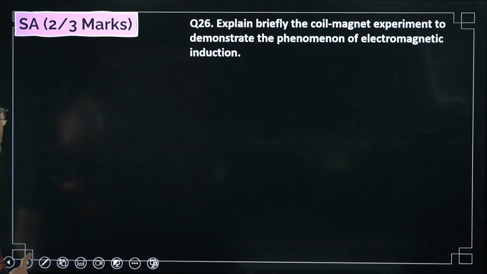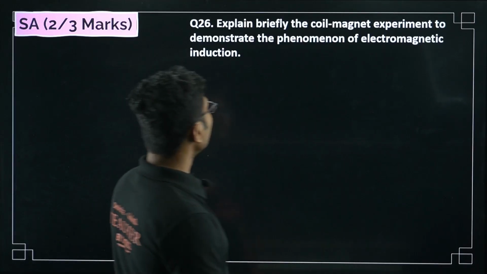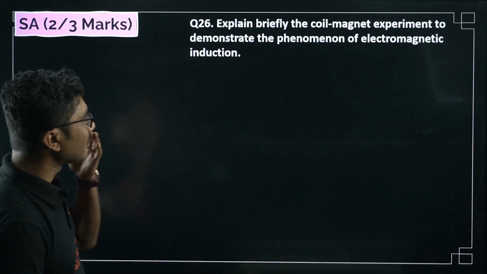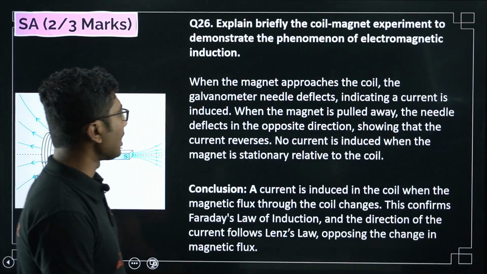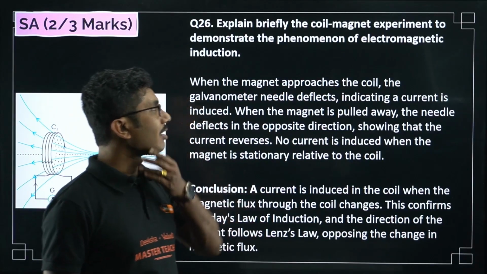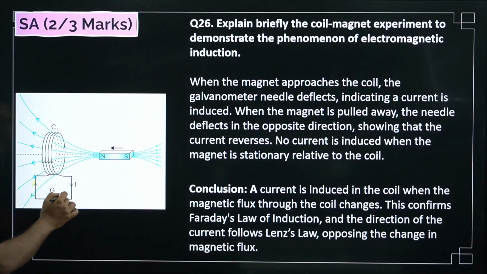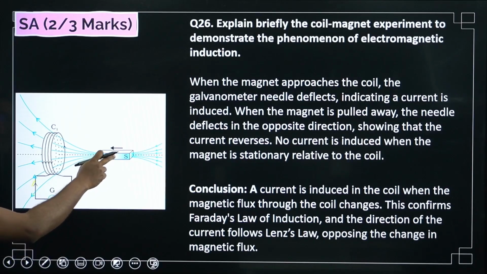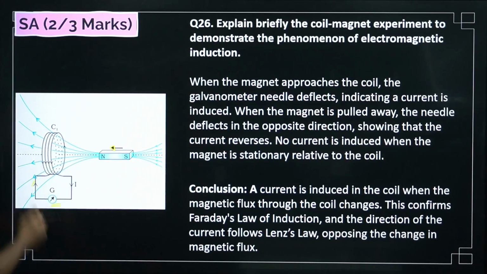Next question. Explain briefly the coil-magnet experiment to demonstrate the phenomenon of electromagnetic induction. Another question which sometimes comes is when a magnet approaches the coil. First of all, you have to draw this diagram. There is a coil, and there is a galvanometer connected here. This is not a battery, remember that. This is a galvanometer, this is a magnet, north south. There will be an arrow, which means the magnet is moving towards the coil.